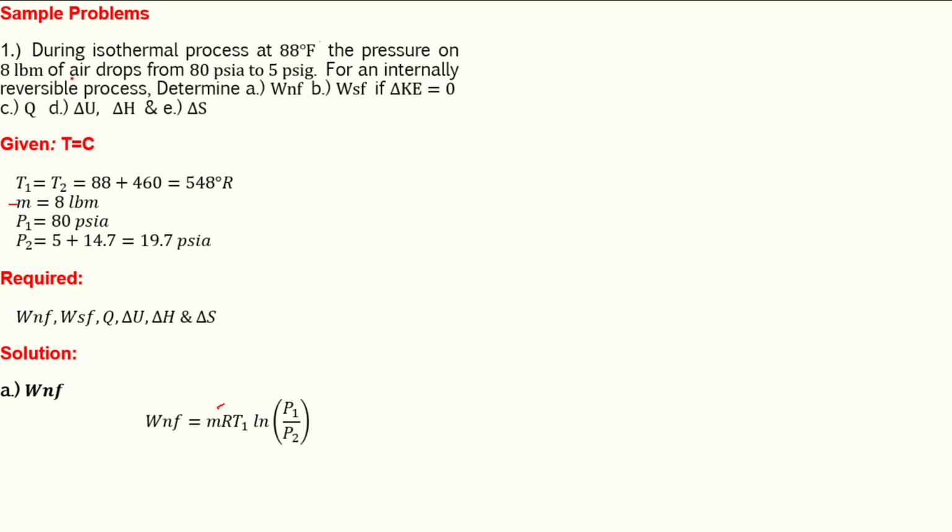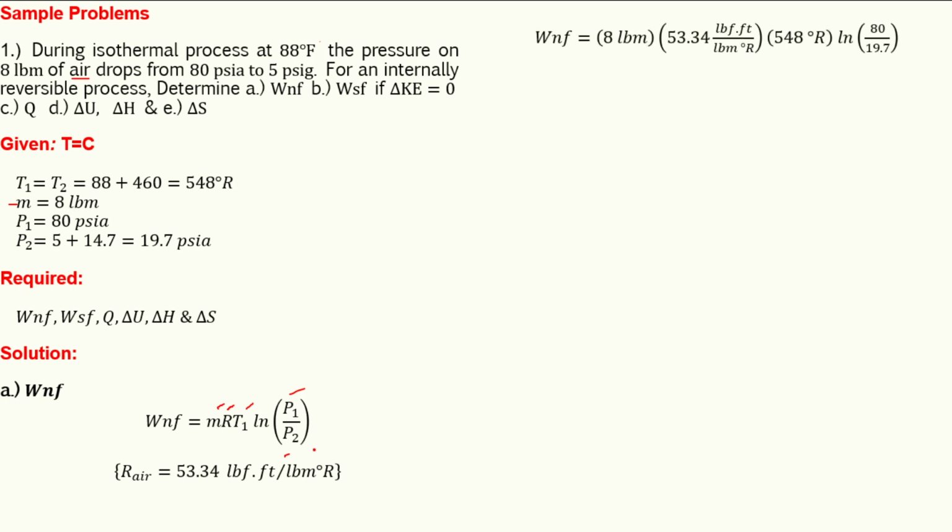Since our medium is air, we have R of air, which is constant. What is it in English? It is around 53.34 foot-pounds per pound mass degree Rankine. So, you should memorize that. Then, we have T1, P1, and P2. The formula to use always depends on the given. So, direct substitution, okay.